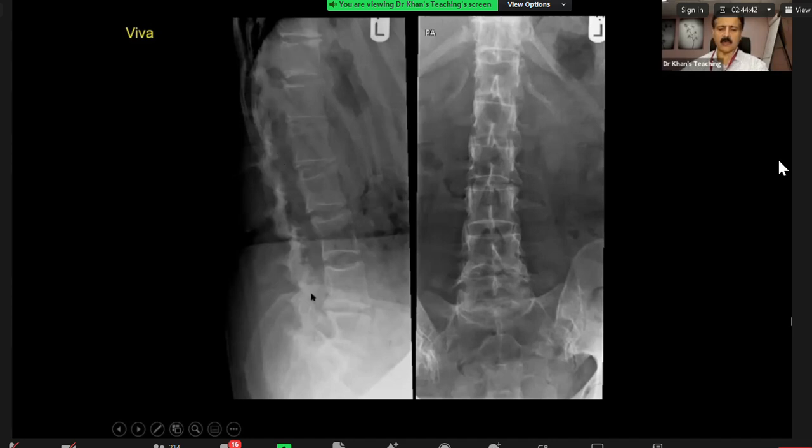Actually, why are they missing? Because they are so thin that, because of radiographic factors, the X-ray beam is passing very easily through them. So they are not projecting very well. So this is the lateral, and this is the AP.